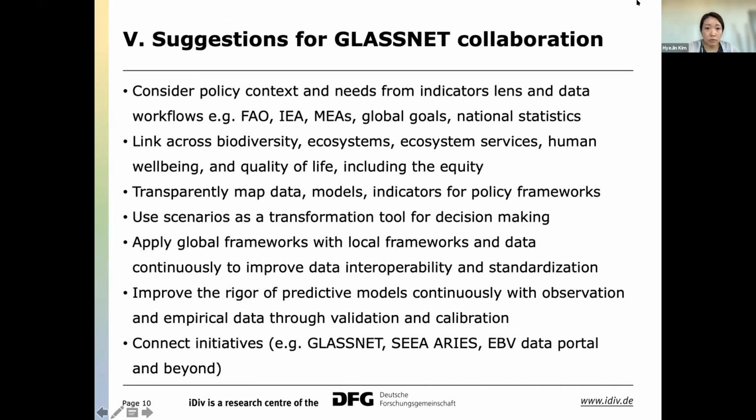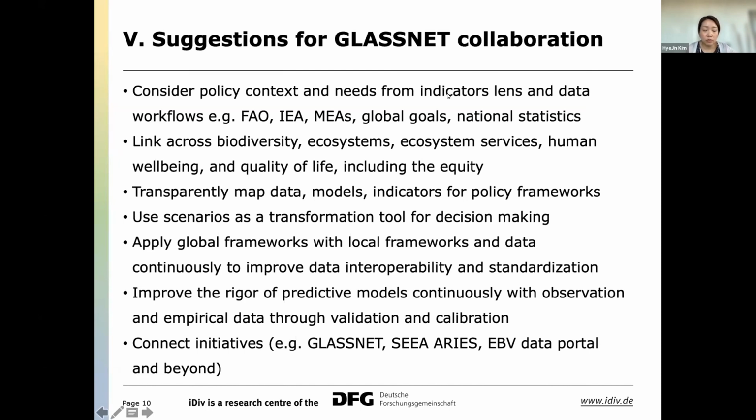So I had a few suggestions for the GLASSNET summarizing, and I really hope that GLASSNET could consider policy context and needs from indicators, lens, and data workflow, connecting all the way to the global governance frameworks and national statistics, so that they can really be used in decision support. And obviously linking biodiversity, ecosystems, and ecosystem services, eventually getting at human well-being and quality of life, so that we can really underpin ecological modeling central to sustainable development pathways. And I think it's critically important that we make data, models, indicators, and workflow transparent so that users can easily access information and have more credibility over them.